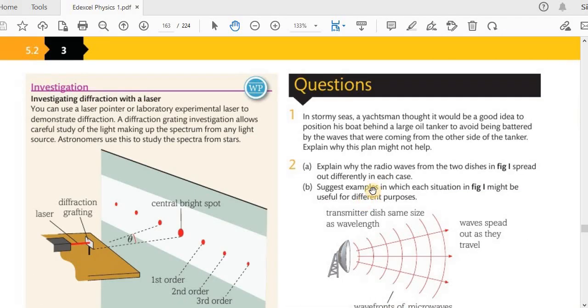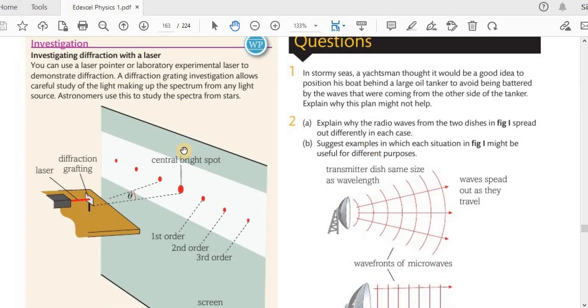Okay, to help us understand this better, let's go through this diagram. Investigating diffraction with a laser. You can use a laser pointer or a laboratory experiment laser to demonstrate diffraction. A diffraction grating investigation allows careful study of the light making up the spectrum from any light source. Astronomers use this to study the spectra from stars.